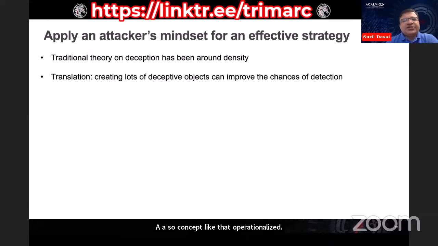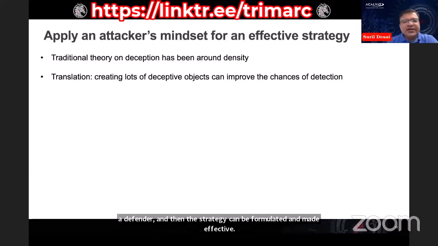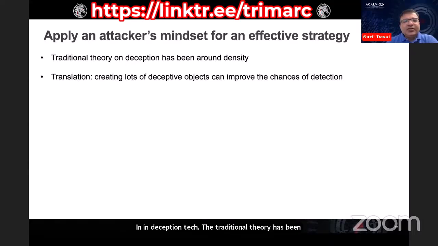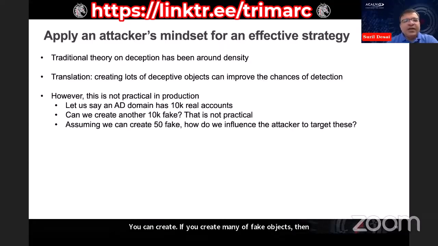So here are some recommendations on a strategy. The overall idea is to apply an attacker's mindset for an effective strategy. So you think from the perspective of an attacker as a defender, and then the strategy can be formulated and made effective. In deception tech, the traditional theory has been around density, which is to say, if you create many fake objects, then you should be able to improve the chances of detection. However, this is not actually a practical proposition.